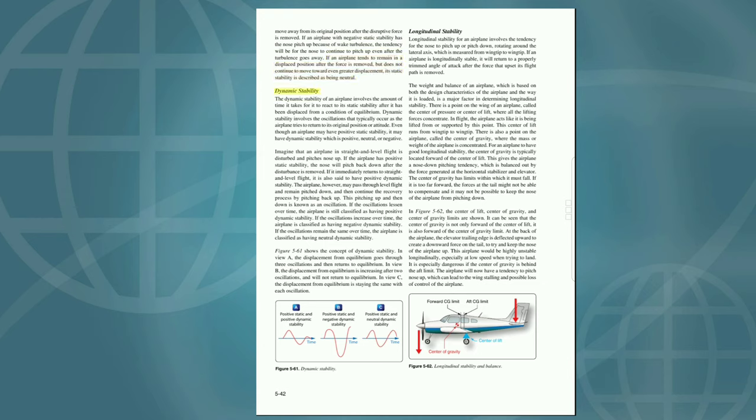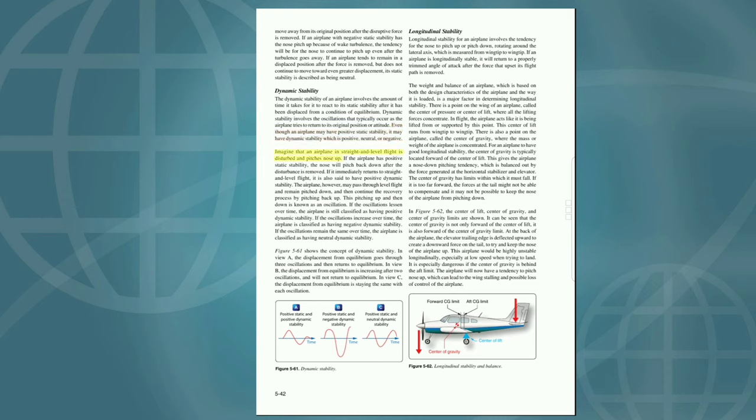Dynamic stability. The dynamic stability of an airplane involves the amount of time it takes for it to react to its static stability after it has been displaced from a condition of equilibrium. Dynamic stability involves the oscillations that typically occur as the airplane tries to return to its original position or attitude. Even though an airplane may have positive static stability, it may have dynamic stability which is positive, neutral, or negative.